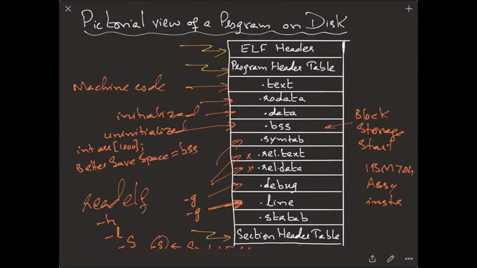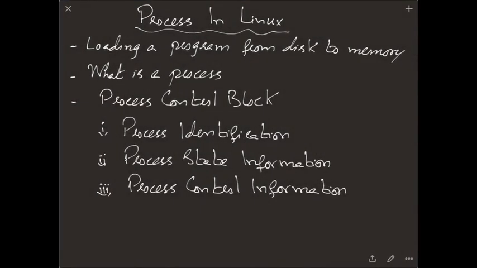Anyway, dear students, once we have created a program file on disk, the next task is how we can load this into memory and make it a process. So, loading a program into memory. Program loading is basically copying a program, an executable object file, from hard disk to the main memory in order to make it a process, so that it can run on the processor.